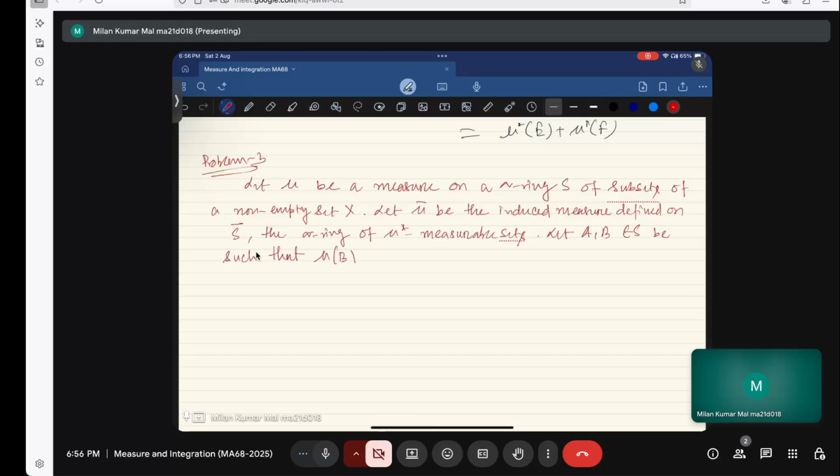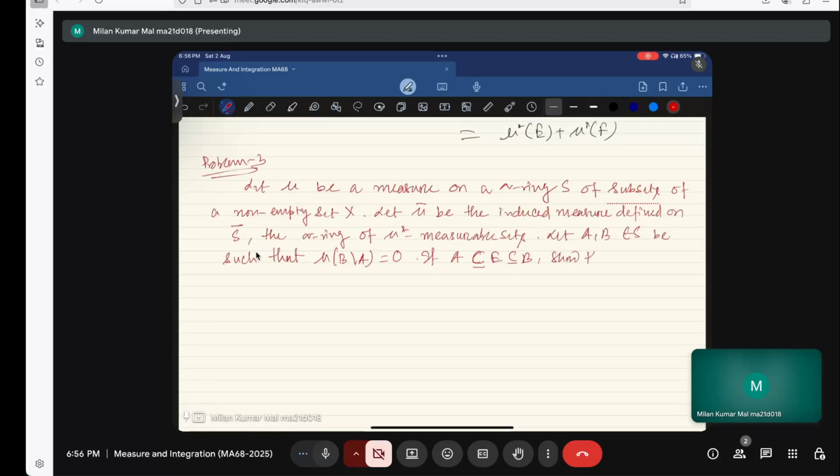Let A and B, two elements in S, be such that mu of B minus A is equal to 0. If A is a subset of E and that is a subset of B, so that E belongs to S closure.